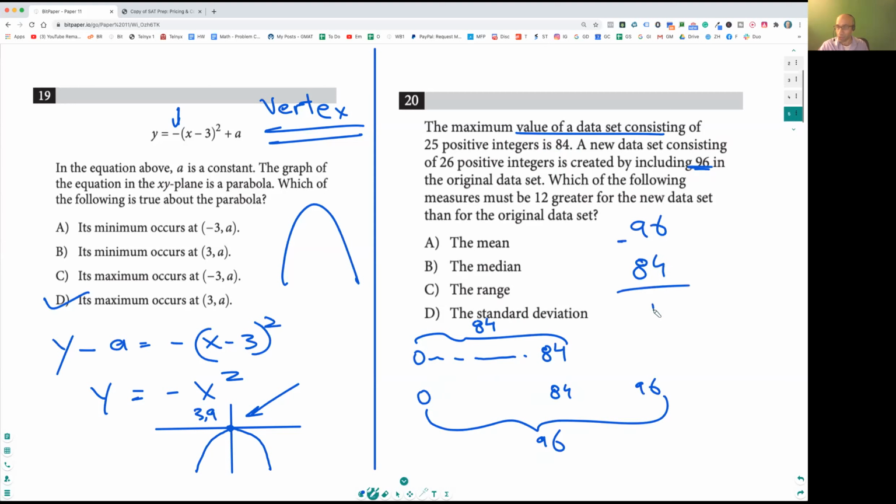So the difference is 12, right? And so which of the following measures must be 12 greater for the newer data set? And that's why the answer is this. No matter what you do, this number doesn't matter, all you're doing is finding the range. It's 84 and 96. It could be something else if you take a different starting number, but the difference is always going to be 12. Okay, so that's your answer.